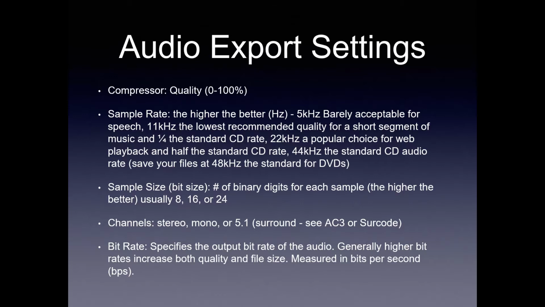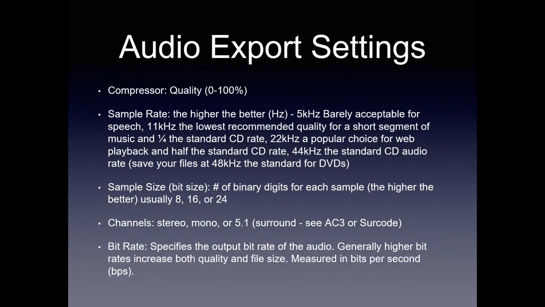Different audio export settings. So some things to consider. Sample rate, the higher it's going to be, the better. So 5 kilohertz, barely acceptable for speech. 11 kilohertz, the lowest recommended quality for a short segment of music, and quarter the standard CD rate. 22 kilohertz is a popular choice for web playback and half the standard CD rate. 44 kilohertz is the standard CD audio rate, and then 48 kilohertz is standard for DVDs. We're at a point where probably most of your recording equipment is going to be 44 kilohertz or 48 kilohertz, but I would stick to those two.